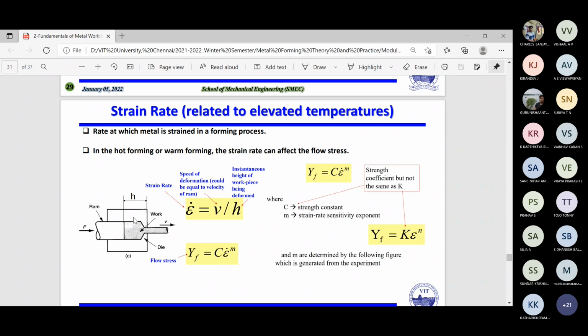Do not be confused, because normally we consider height from here to here, but you can also consider it as length. This is not an issue, but your fundamentals should be clear that this much length or height is deforming. That's why we consider that much height or length. Is it fine?